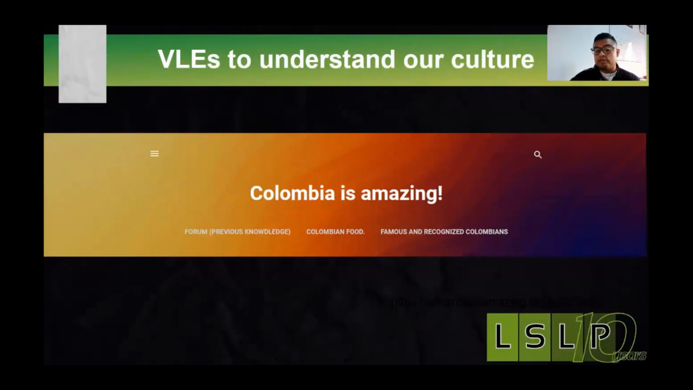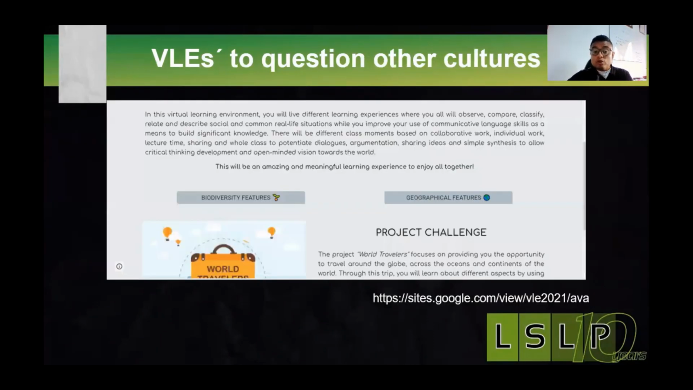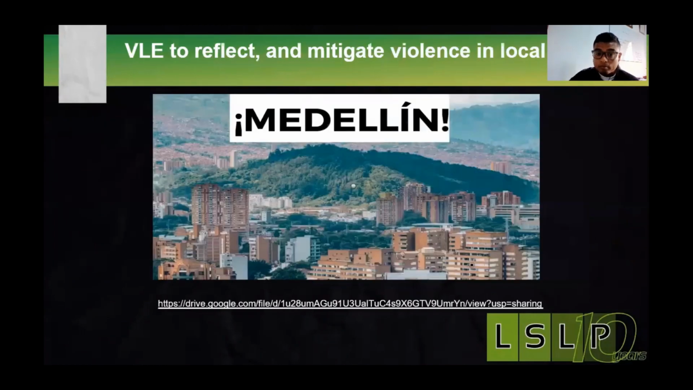about their context too. But also, when you design these virtual learning environments, you could design them for identifying that other cultures exist. And I could promote interculturality, for example. I could promote a lot of perspectives for students to identify that there are others who think different like me, who eat different like me.